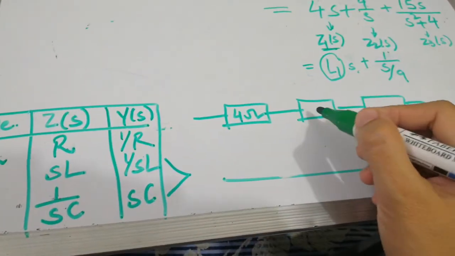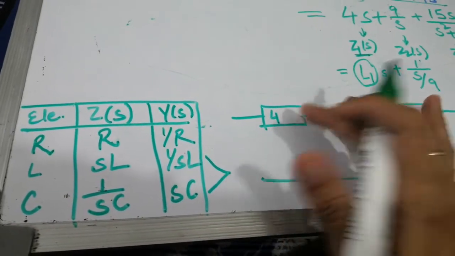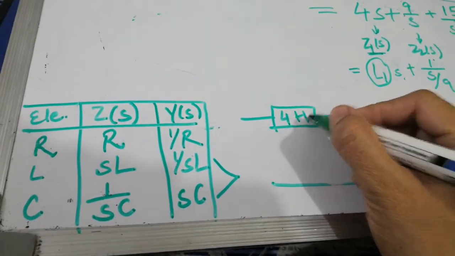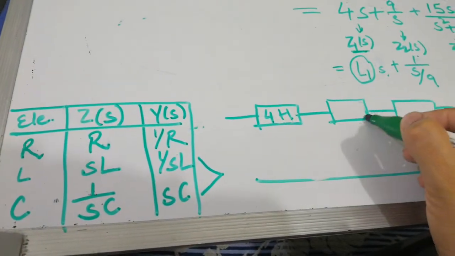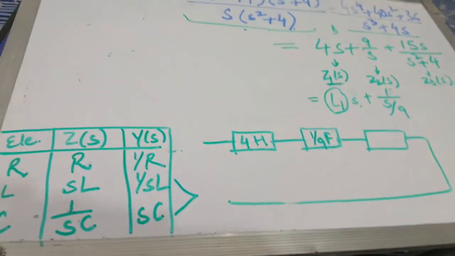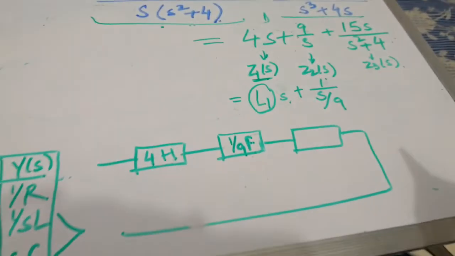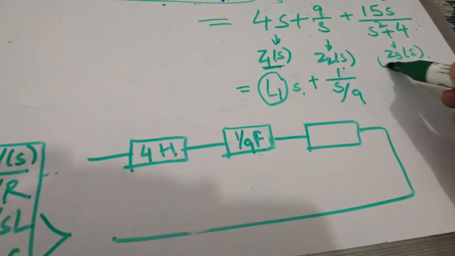So basically this thing is going to, sorry, this is not 4 ohms but 4 henries. So now this is going to give me the value of 1 upon 9 farads, right? Because 1 upon 9 is there. So next we come on to Z3S.